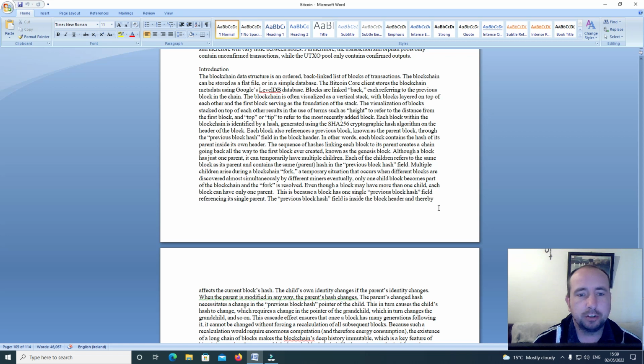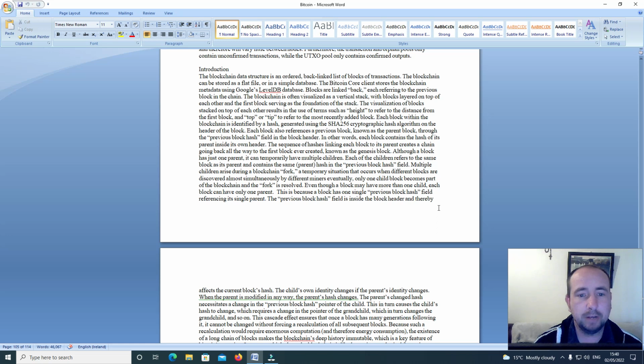The blockchain structure is an ordered, back-linked list of blocks of transactions. The blockchain can be stored as a flat file or in a simple database. The Bitcoin Core client stores the blockchain metadata using Google's LevelDB database. Blocks are linked back, each referring to the previous block in the chain.